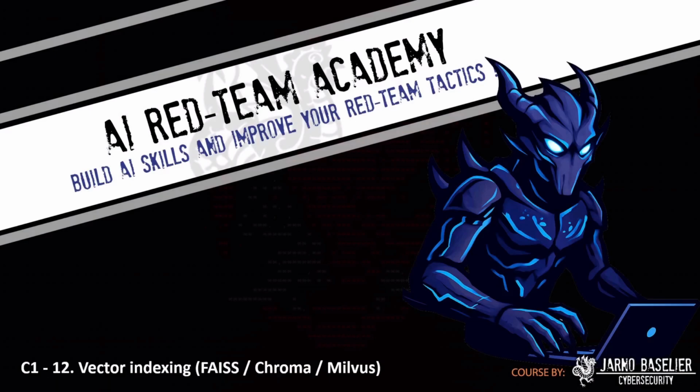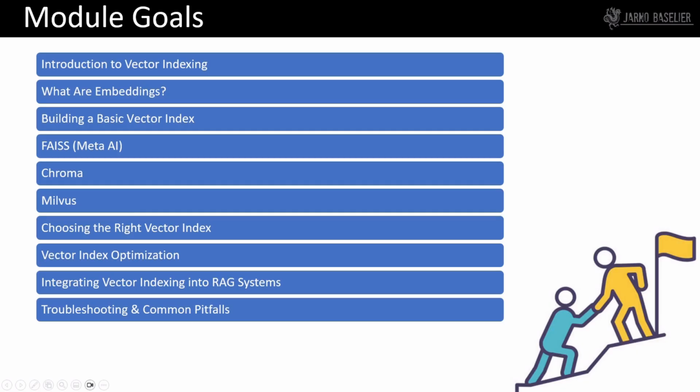AI Red Team Academy, Chapter 12, Vector Indexing, where we will discuss 3 different vector databases, FAISS, Chroma, and Milvus. And that's not all we are going to do. We are going to talk about embeddings again. We will build a basic vector index. We will choose the right vector index. We will do some optimization, and we will talk about integrating vector indexing into RAG systems because this is where they come into play, but we will discuss this. And finally, we will do some troubleshooting and common pitfalls.